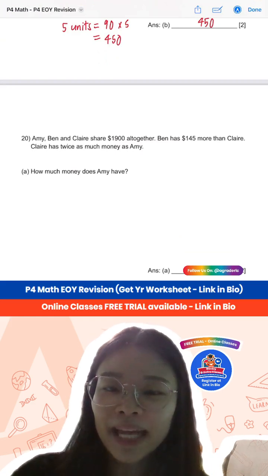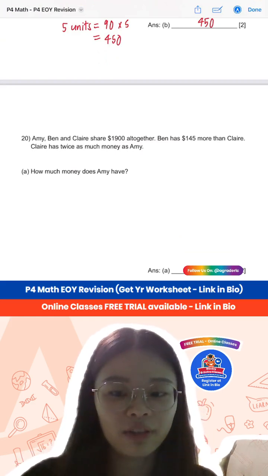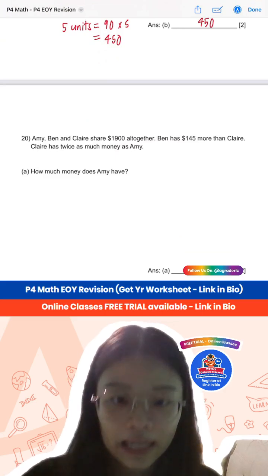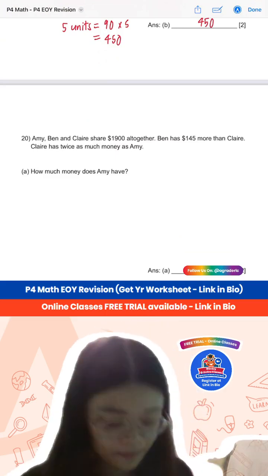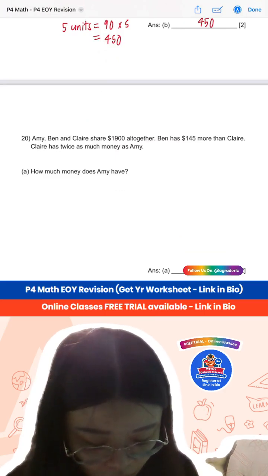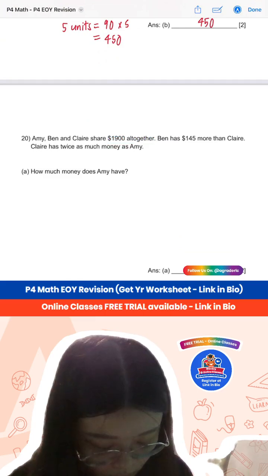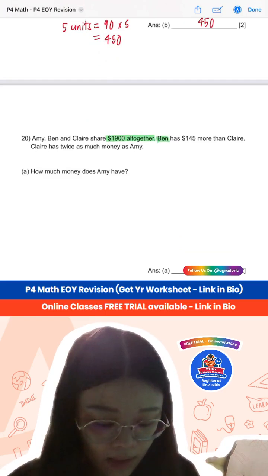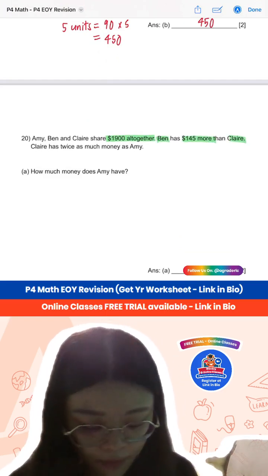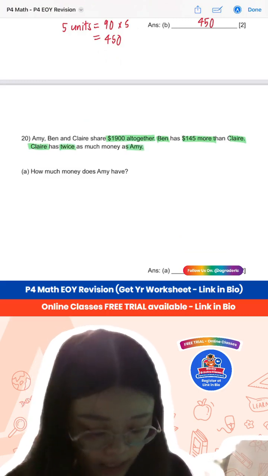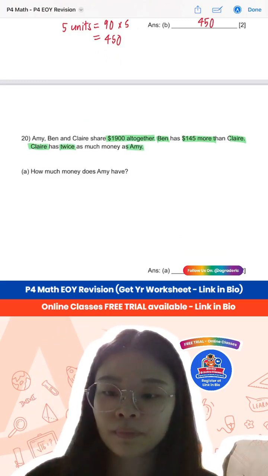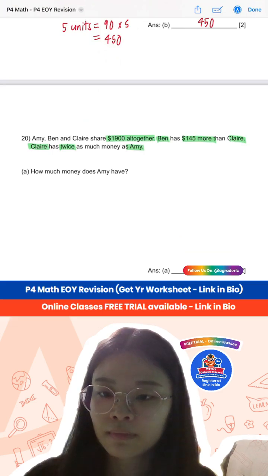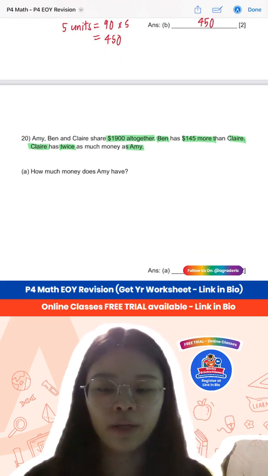Amy, Ben, and Claire share 1,900 together. Ben has 145 more than Claire, and Claire has twice as much money as Amy. All together 1,900. Oh, let me use green. I prefer green. Okay, 1,900 together. Ben, 145 more than Claire. Claire is twice as much as Amy. You got 151. Okay, good. You can check.